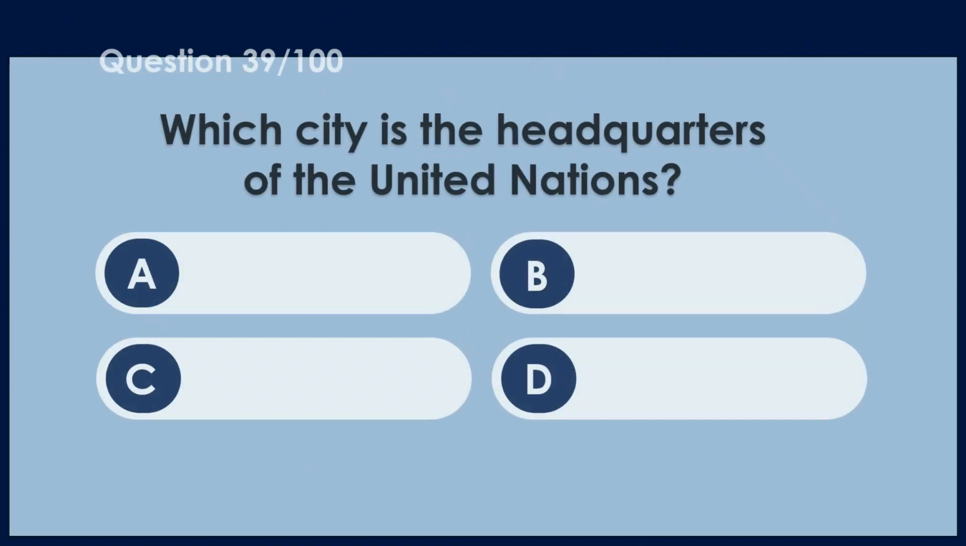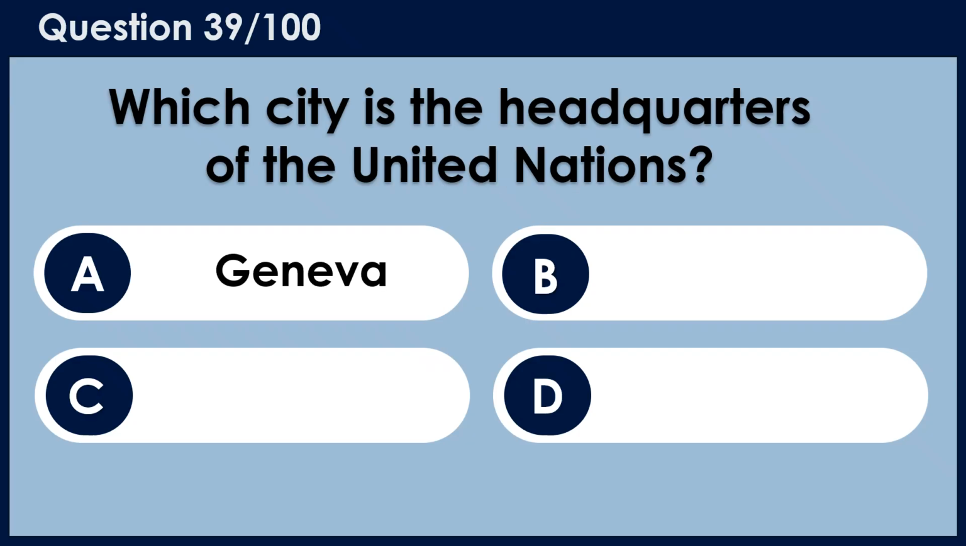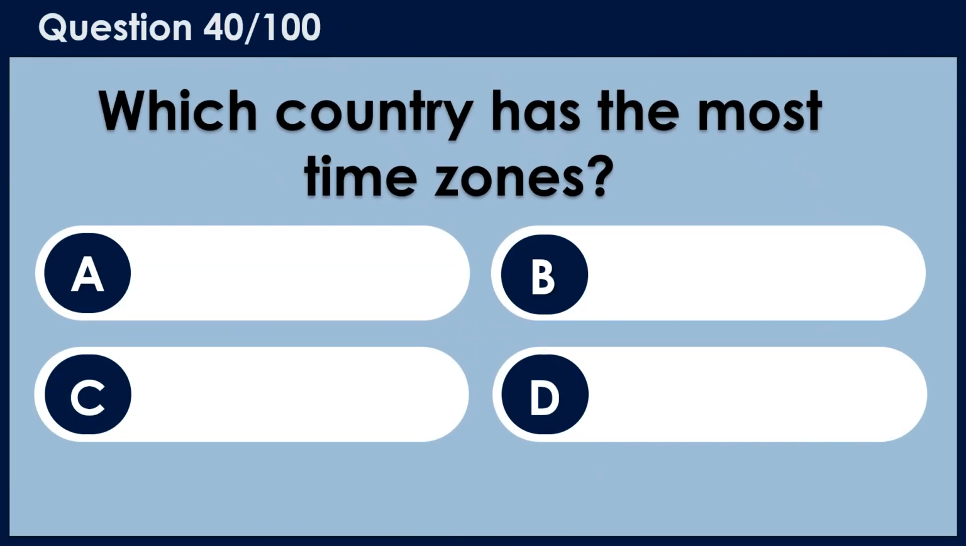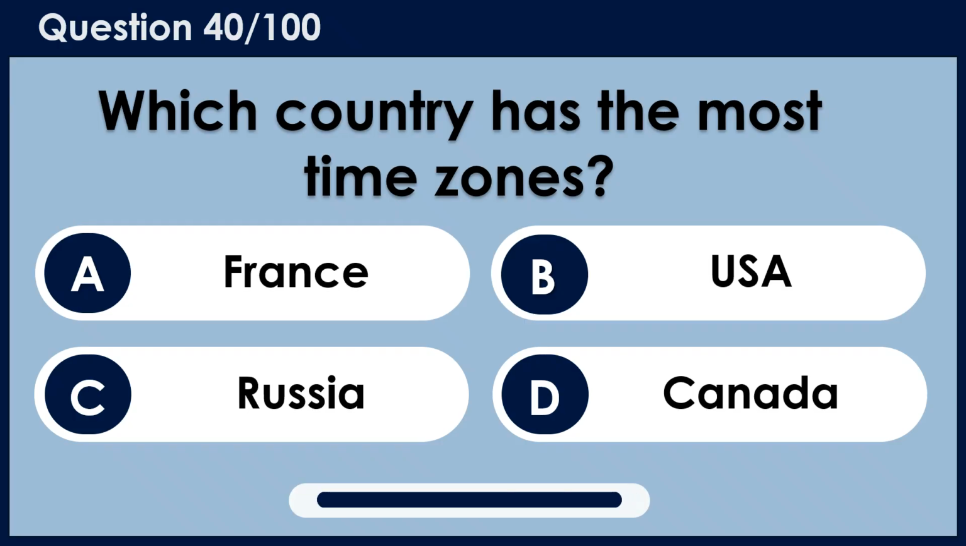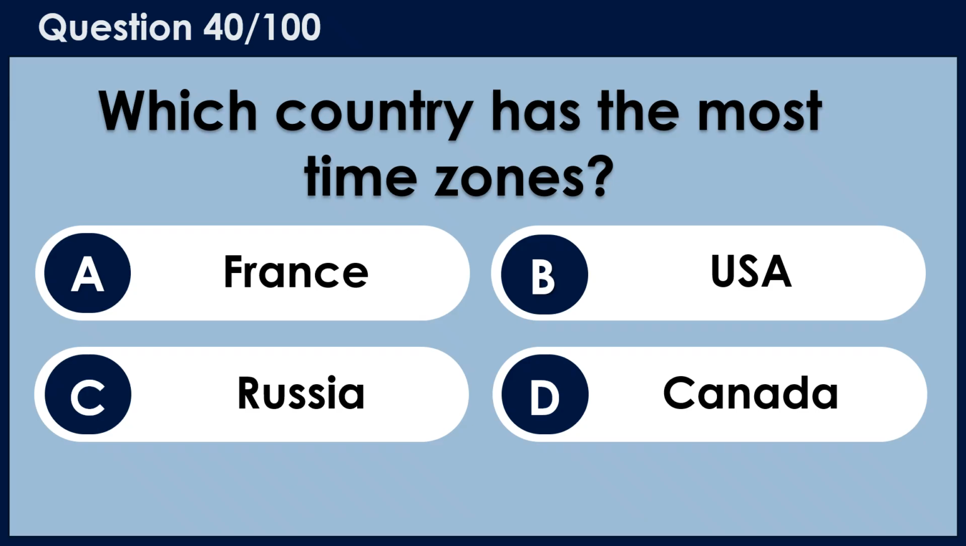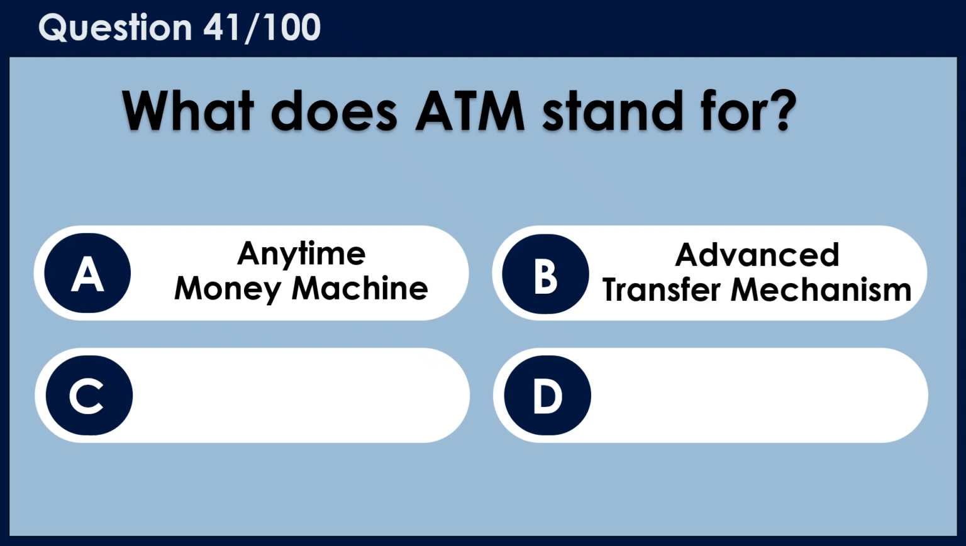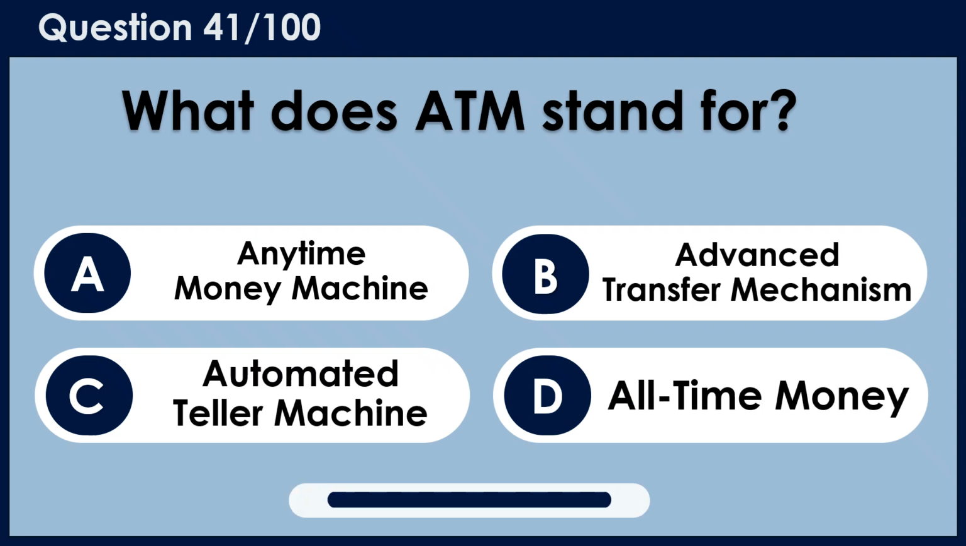United Nations. Which city is the headquarters of the United Nations? New York. Which country has the most time zones? France. What does ATM stand for? Automated teller machine.